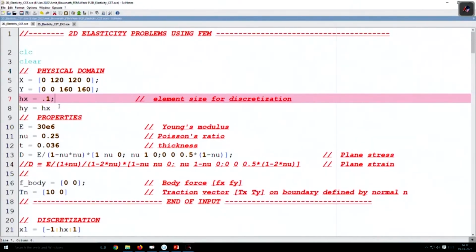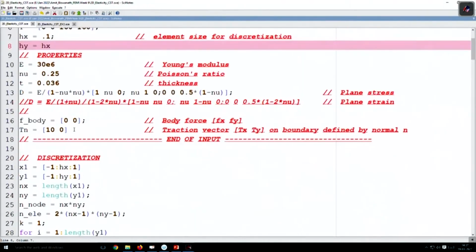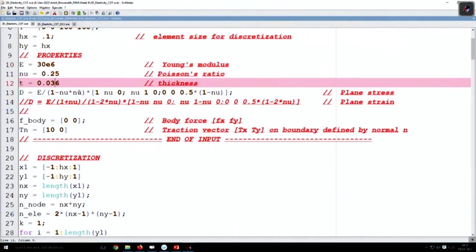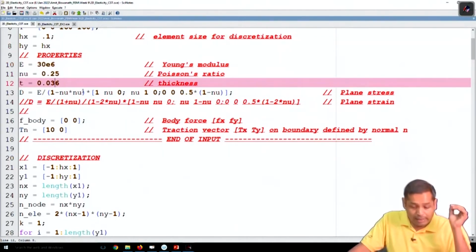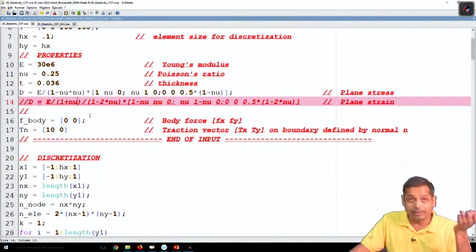Now size of the element means hx is the divisions we want in x direction, and hy is the divisions we want in y direction. Okay. So for this problem we have taken hx equal to hy, but we can change it. Now these are the properties, Young's modulus, and then we have Poisson's ratio, then thickness of the element. Then this is the constitutive matrix. This is for plane stress condition, and this is for plane strain condition.